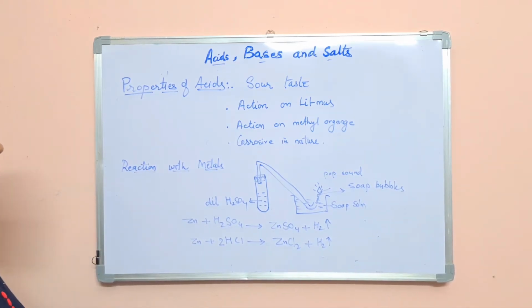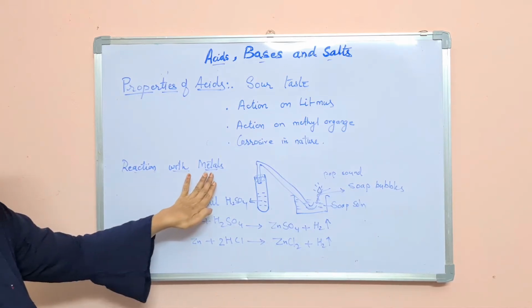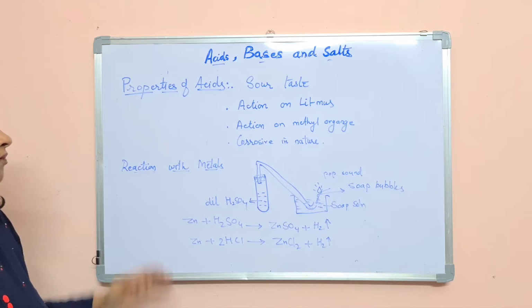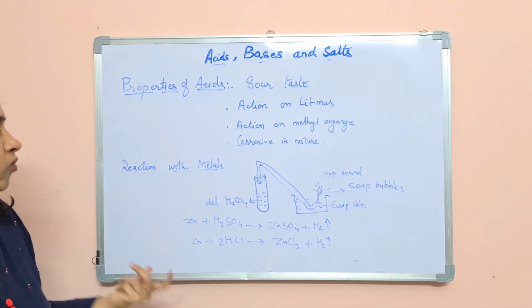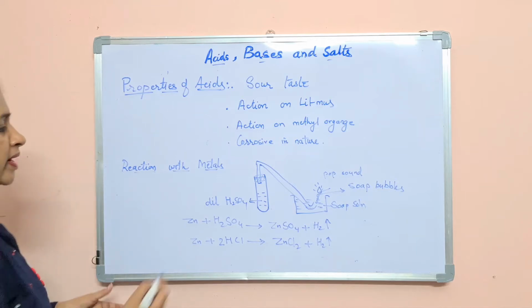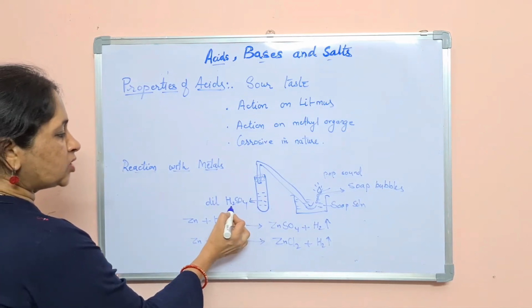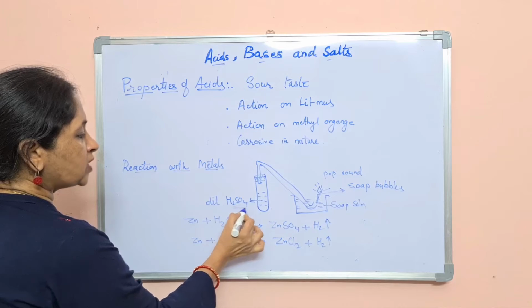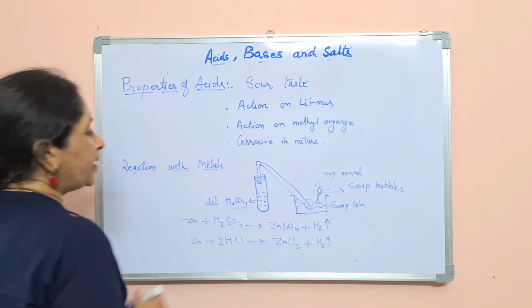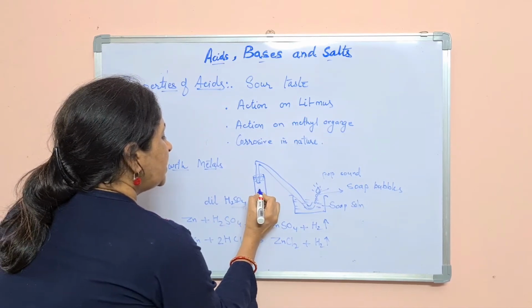The first chemical property of acids is reaction with metals. Many metals are very reactive in nature, so what happens when they are exposed to an acid? For this, there is a small activity. Here there is a test tube. In this test tube, dilute H2SO4, sulfuric acid, is taken.